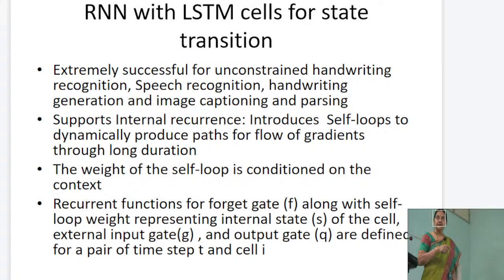So, here, because of the memory cell architecture and because of the introduction of a forget gate, it decides to what extent the effect of a specific gradient will continue and when to stop, etc. Recurrent functions for forget gate f, along with the self loop weight representing the internal state of the cell, and the external input gate and output gate are defined for a pair of time step t and cell i.